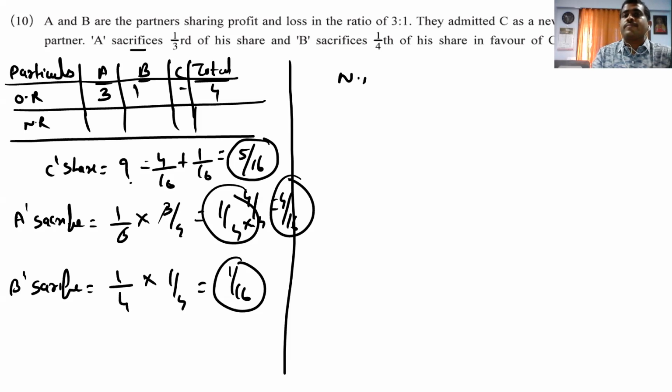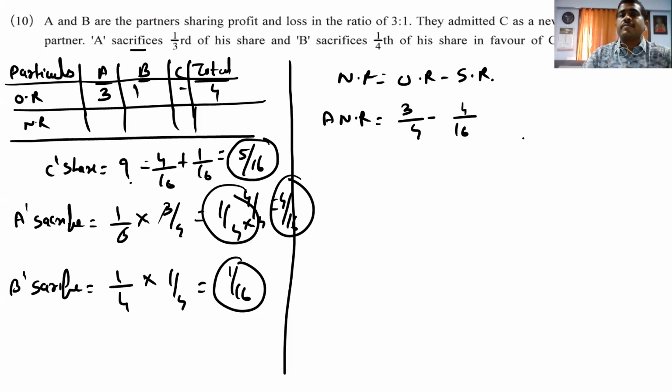New ratio. New ratio is old ratio minus sacrifice ratio. The first name is A. A is old 3 by 4 minus A's sacrifice 4 by 16.